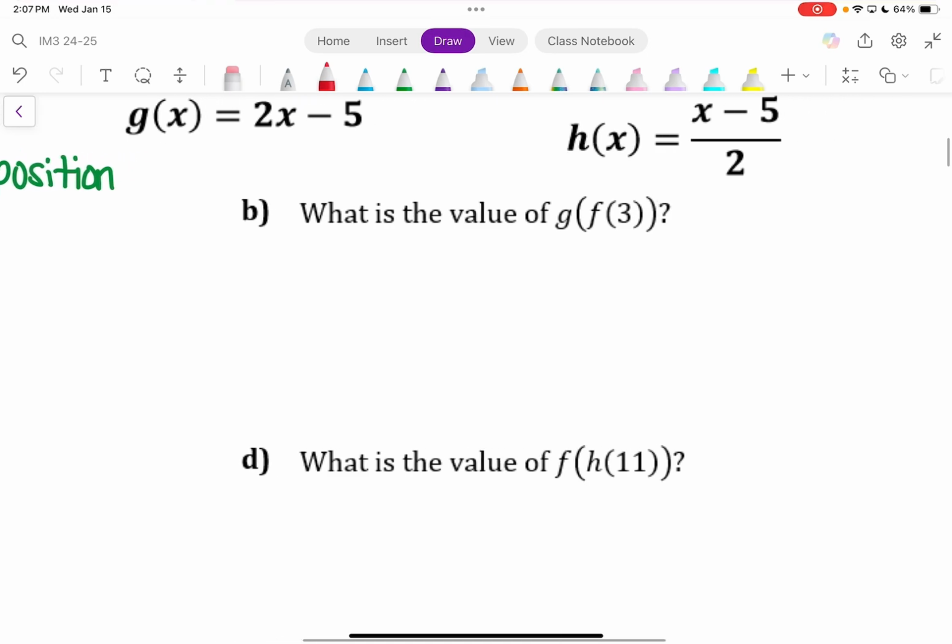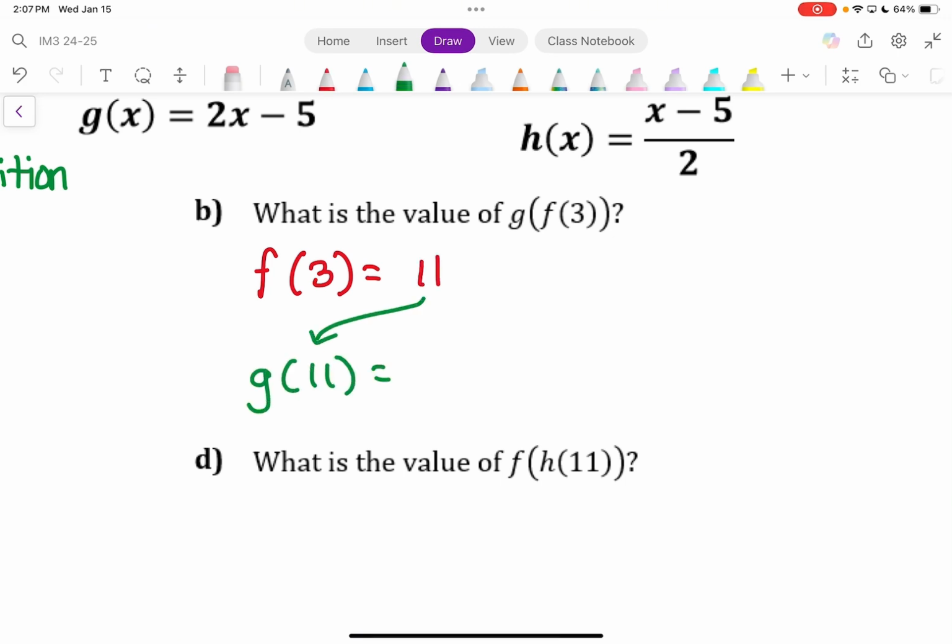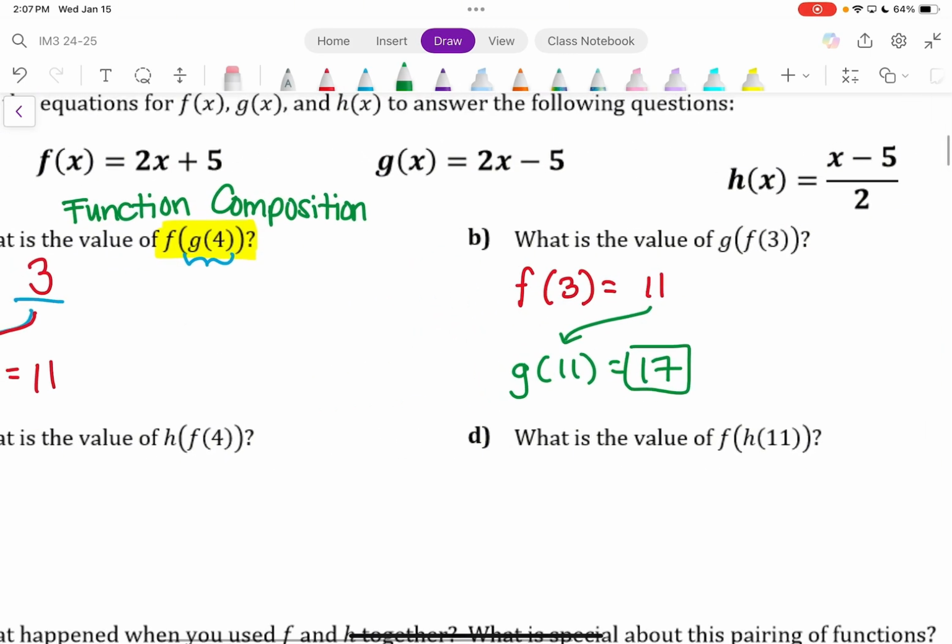So then we can go ahead and jump to the next one. We already know that f of 3 is 11 from what we just did. We're going to take this 11 and plug it into g. What is g of 11? 17. g of 11 is 17. Okay. All right.